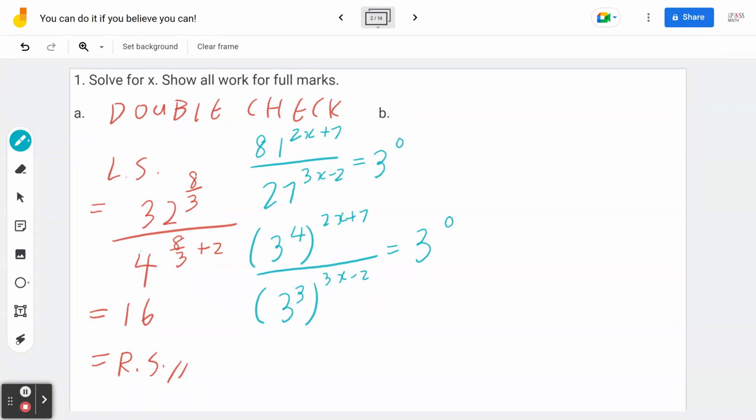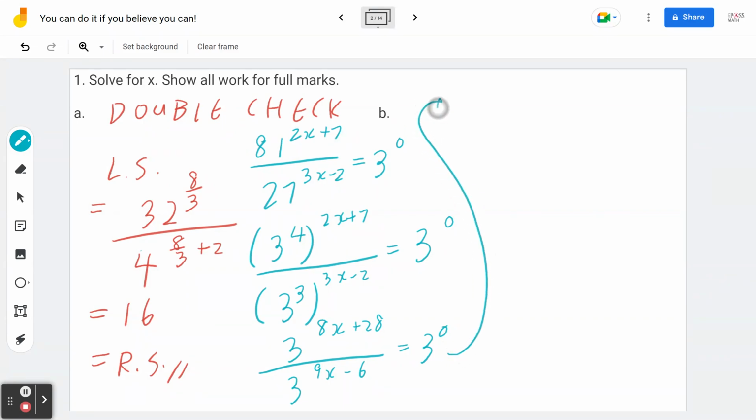Now, I'm not going to do the arrows anymore. I want to see if you can stick with me in terms of the next step. Think about power to power. You're going to multiply. 4 times 2x is going to be 8x. 4 times 7 is going to be 28. If I look at the denominator, 3 times 3x is going to be 9x. 3 times negative 2 is going to be negative 6. And of course, this equals 3 to the power of 0.